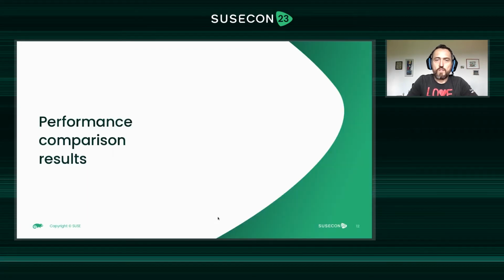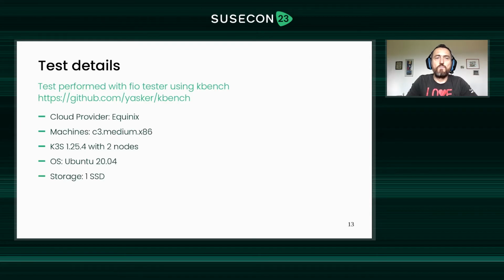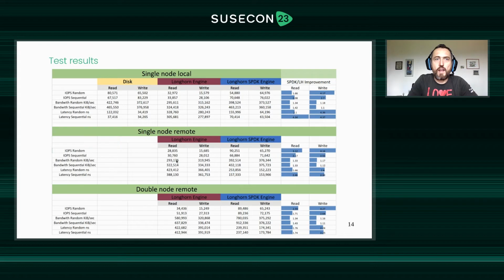So let's go further and have a look at the performance results of the actual Longhorn engine and the future one with SPDK. The tests have been done with a tool called Kbench, that is fundamentally a wrapper for FIO. And these are the details of the test done, like the machine, the cloud provider, and the operating system. So let's have a look at the numbers.